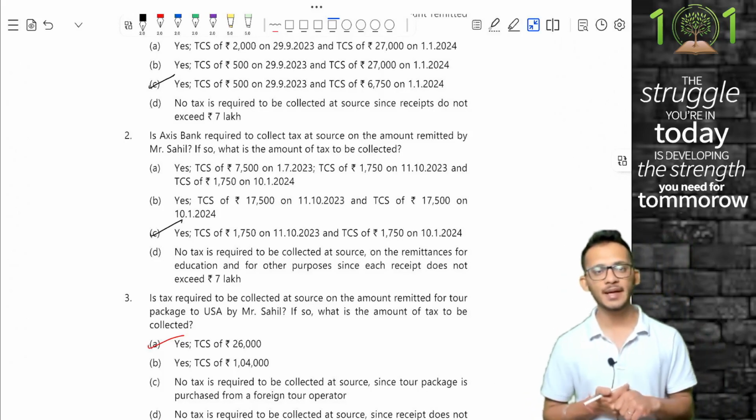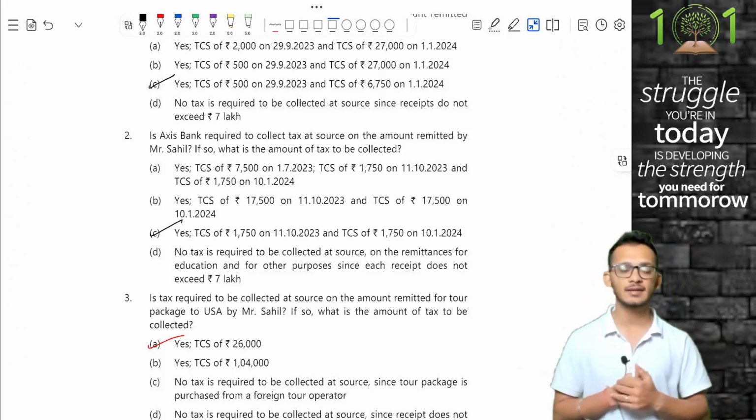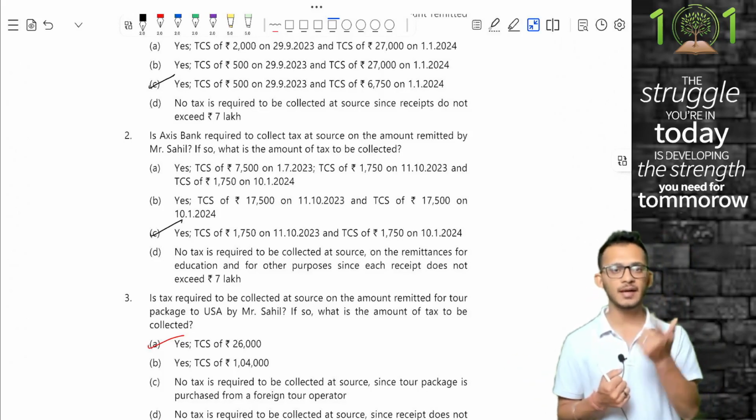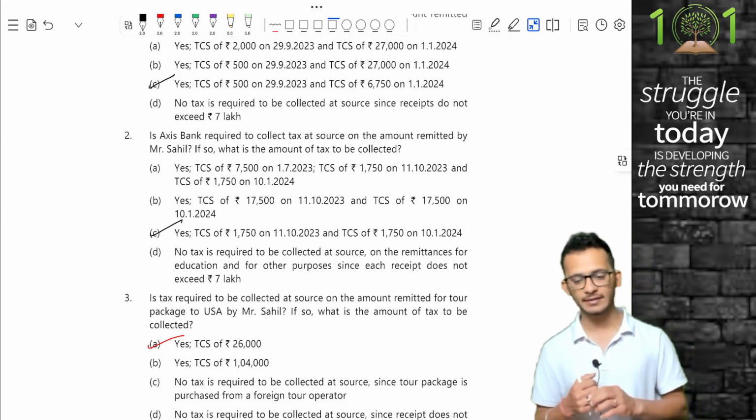The only thing to be kept in mind here is that since both the parties are aware about the transactions happening, HDFC and Axis Bank together will get 7 lakh rupees and it is not individual cases.